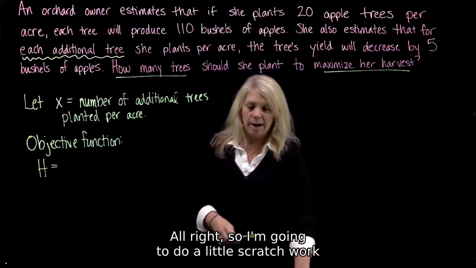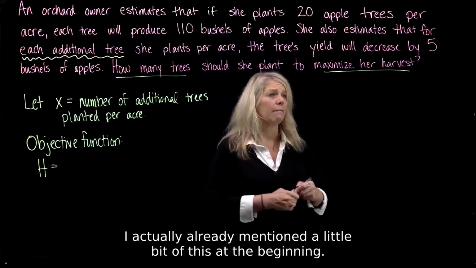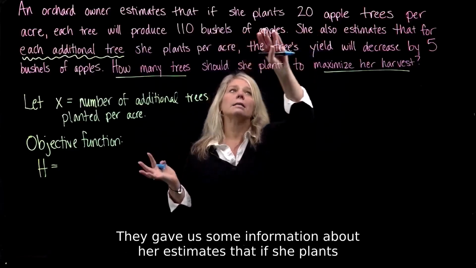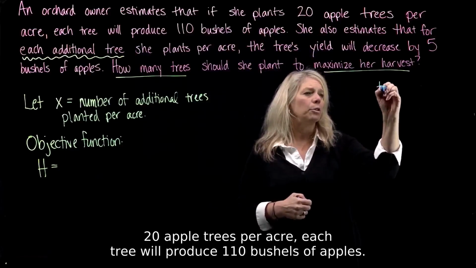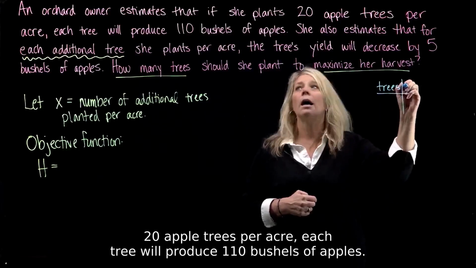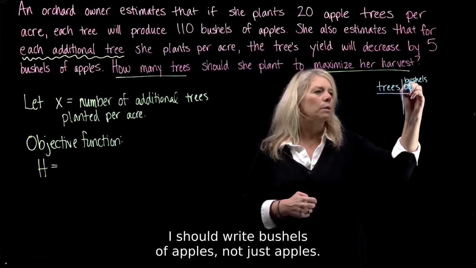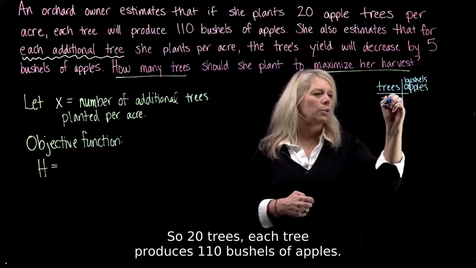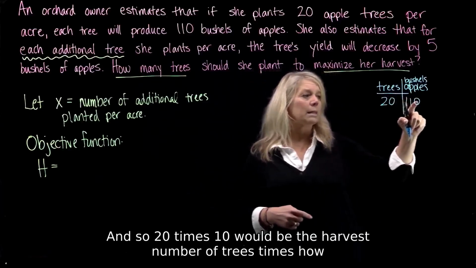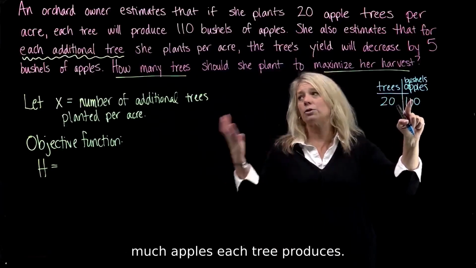All right, so I'm going to do a little scratch work over here of how you might think about what's going on. I actually already mentioned a little bit of this. At the beginning, they gave us some information about her estimates that if she plants 20 apple trees per acre, each tree will produce 110 bushels of apples. I should write bushels of apples, not just apples. So 20 trees, each tree produces 110 bushels of apples. And so 20 times 110 would be the harvest, number of trees times how much apples each tree produces, right?